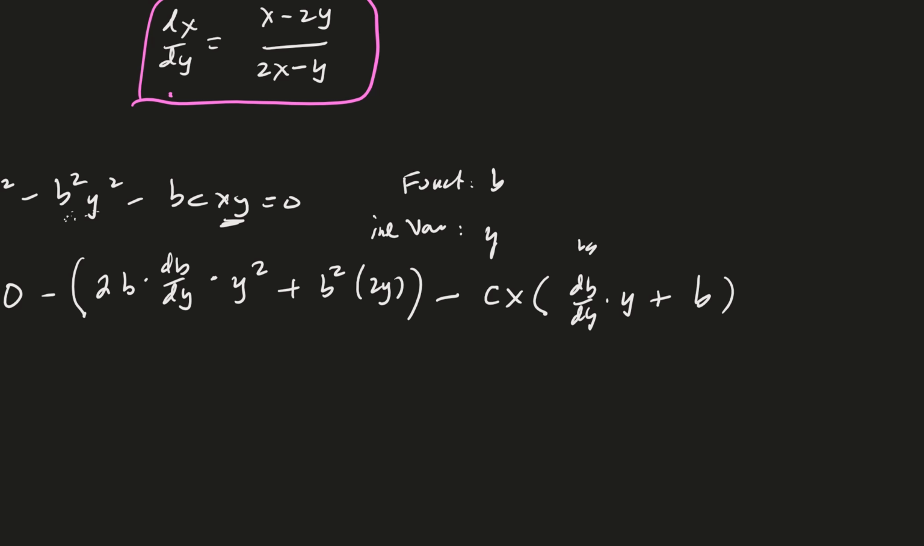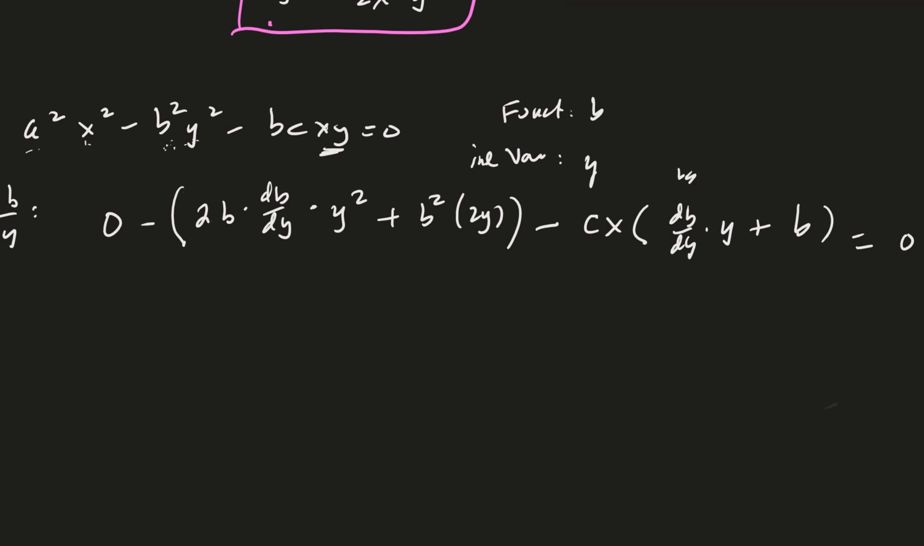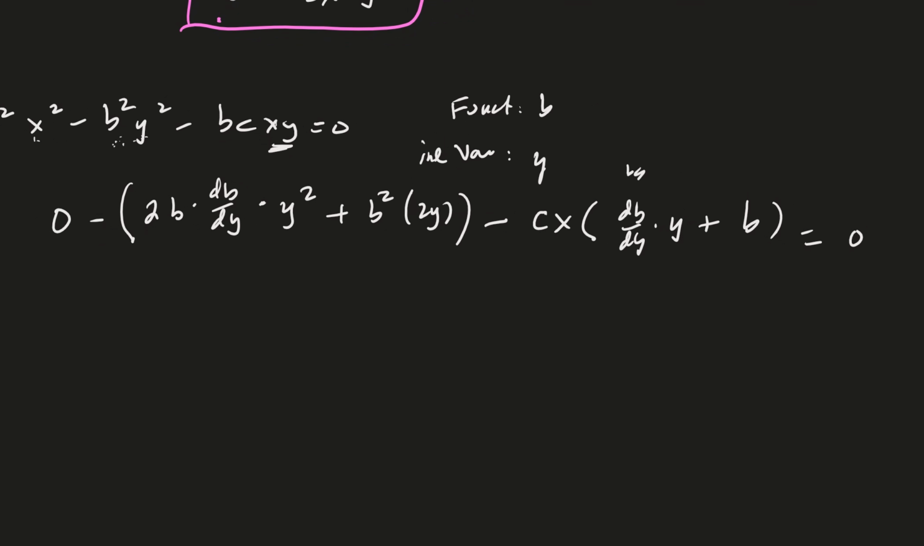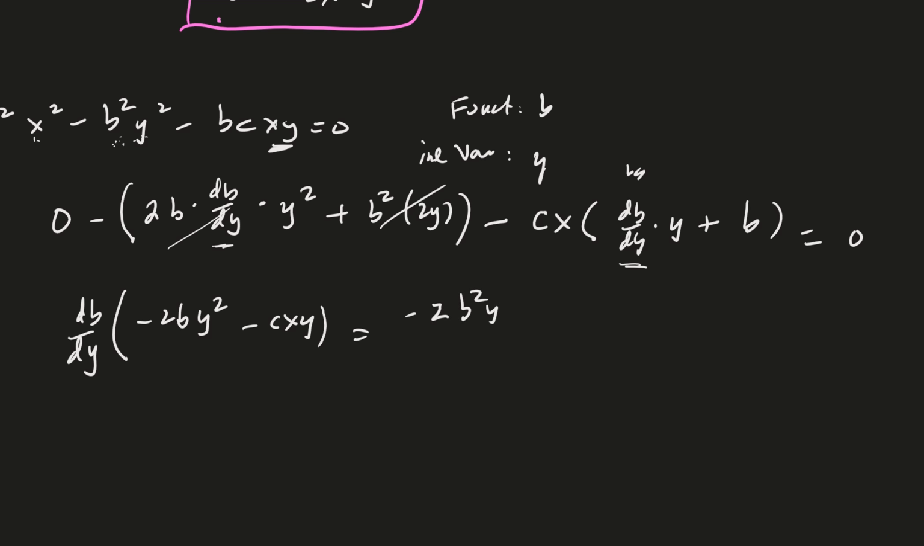Good. All right. And that's equal to the derivative of 0, which is 0. Good. And so now I think we could solve for db over dy, right? db over dy times, let's see, if we factor that out, that takes care of that term. Oops, y squared is there. Where's my other term? Minus cxy. Okay, and then I'll put everything else on the other side. Minus 2b squared y, that takes care of that one. And then plus bcx, that takes care of that guy.